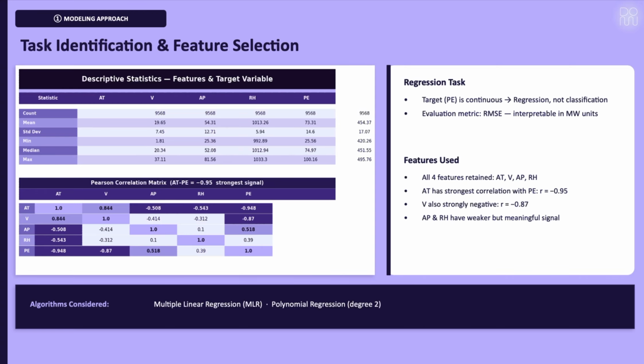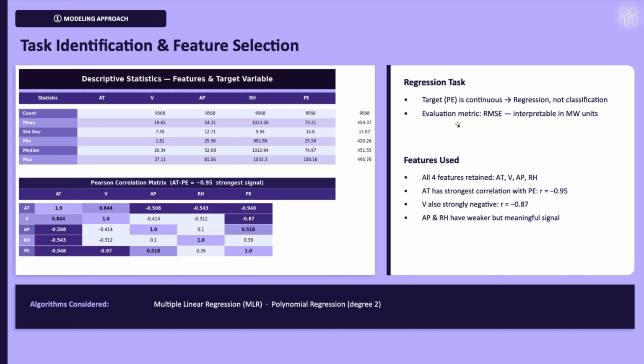So here is a screenshot of my model that was made in Excel. The task identification and feature selection can be shown through the descriptive statistics and also the Pearson's correlation matrix. The algorithms that were considered were multiple linear regression and polynomial regression. What we have as a regression task is the target PE that is continuous, so it is a regression, not classification. And the evaluation metric would be our RMSE, interpretable in MW units.